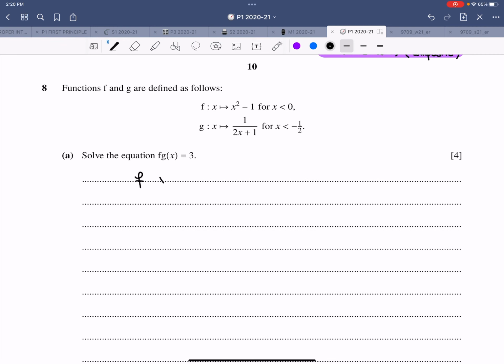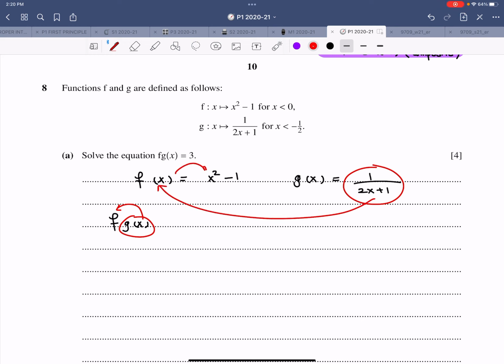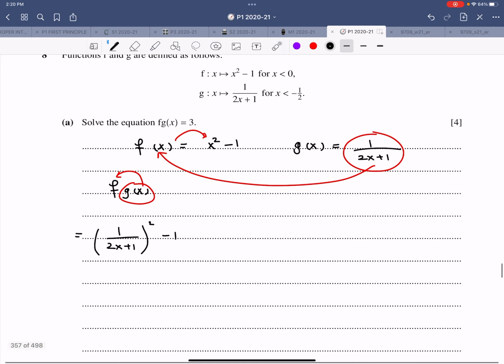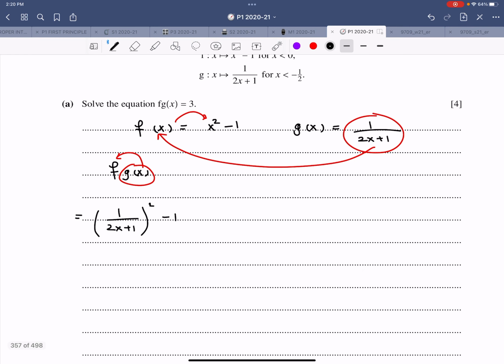f(x) is x squared minus 1. g(x) is 1 over 2x plus 1. f of g(x) means g(x) goes inside f. This thing goes inside f in this place. That means this place. So therefore f of g(x) is 1 over 2x plus 1, the whole thing squared, minus 1. That is the expression. And now it says we have to solve it.